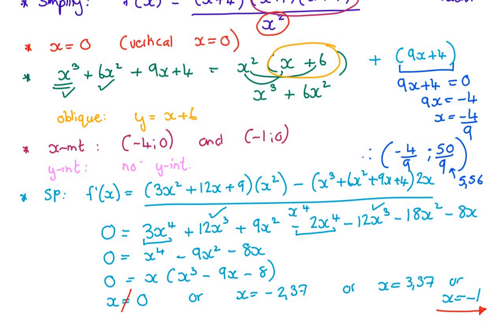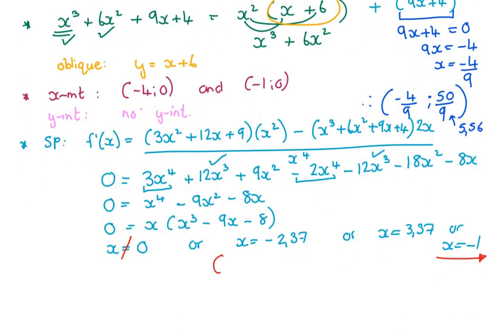Now we haven't worked out the y values of these, so very importantly, this is negative 2,37 and its y value, I get a y value of 0,54. The other one is 3,37 and I get a big y value of 12,39. And finally, I know what negative 1 is. This is negative 1, 0.